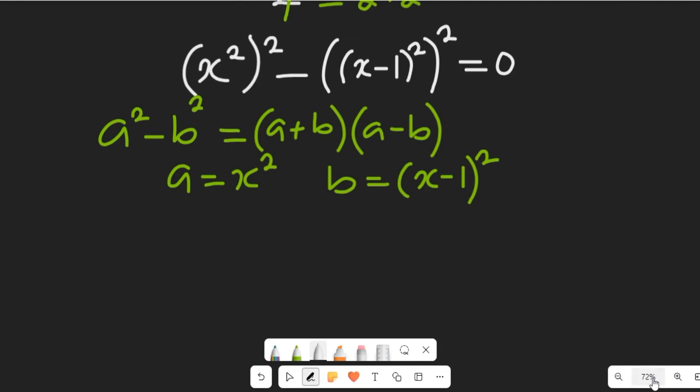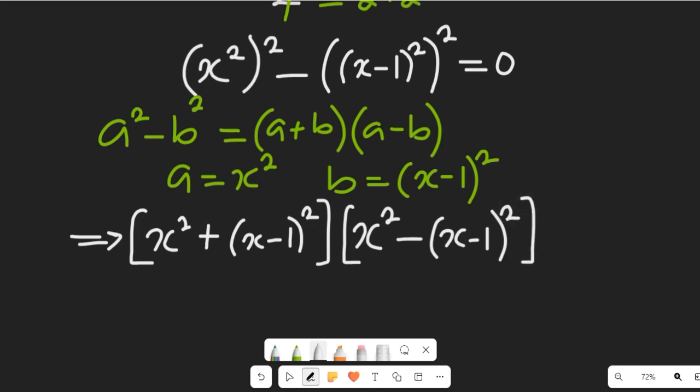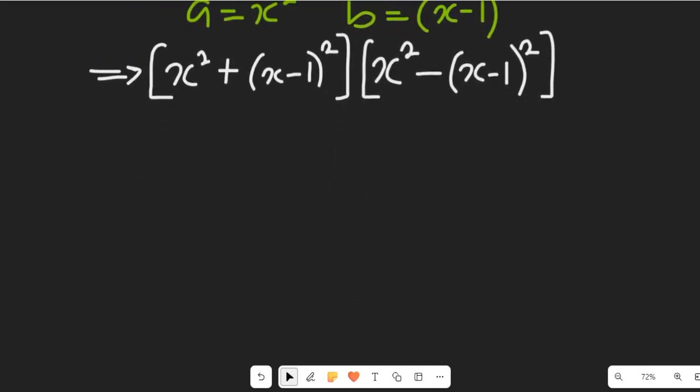So that expression will give us this value. We'll have x squared plus (x minus 1) squared, let's go with the addition first, right? That's the first expression. And this will be multiplied by x squared minus (x minus 1) squared, and this will be the second expression. Great. Remember that all this is equal to 0.